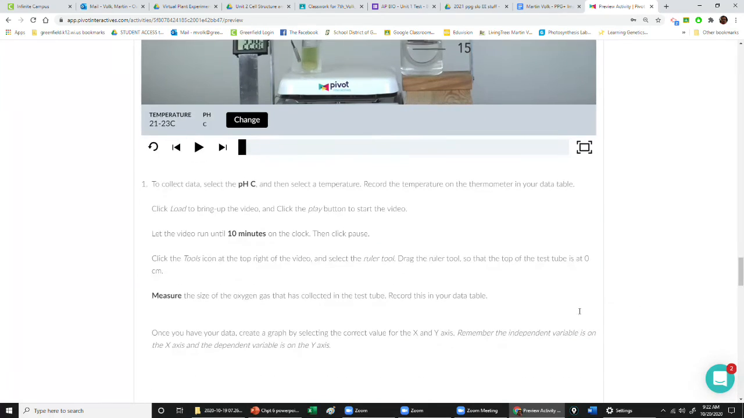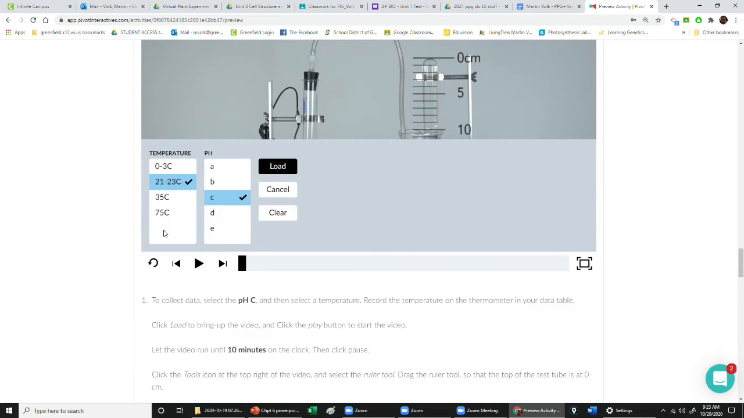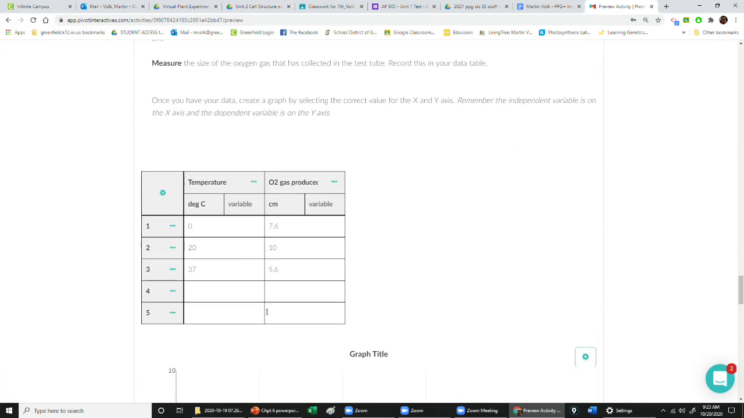And what's going to end up happening is the kids are going to generate a graph. Now, here we go. Let's just put in some data here of what my estimation will be to save time. But let's say at 20 it produces, I don't know, 10.0. I'm just making things up, at 37 it produces, let's say 5.6, and at, I forgot what the other temperature was here, 75, which is really hot and which hurts the enzyme. So the kids will have to think about what's happening to enzymes at the hot temperatures. The protein gets denatured, and we end up getting 0.